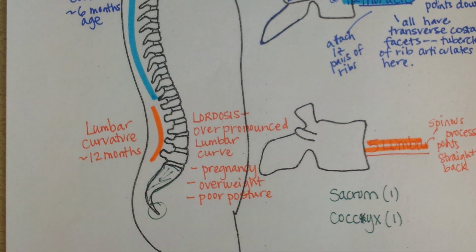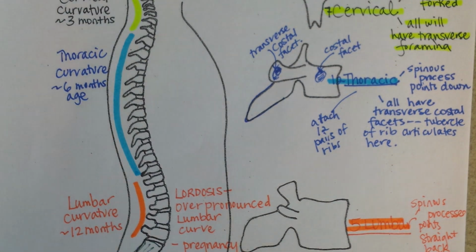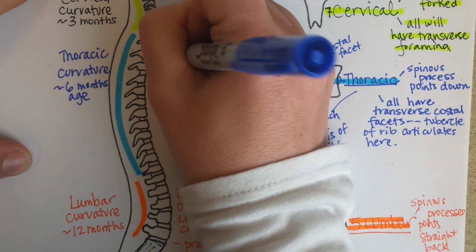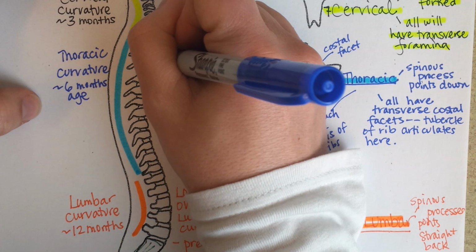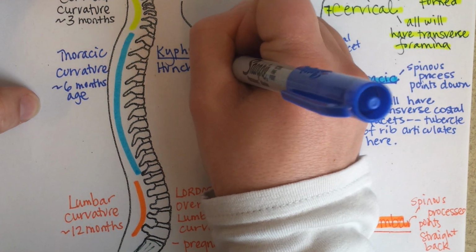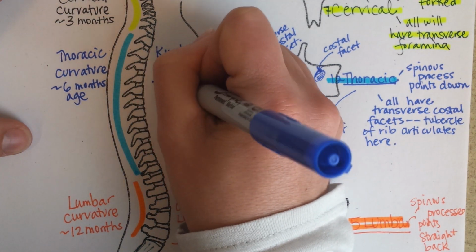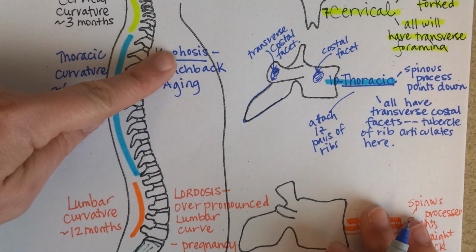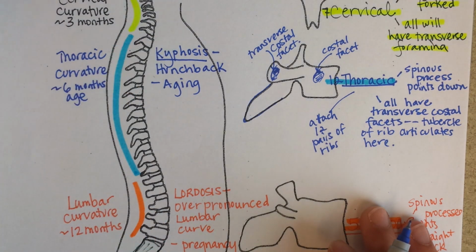Okay, then let's look up at a thoracic abnormal curvature that is called kyphosis. And that's what could be called hunchback. This is a natural part of aging. The vertebrae weaken and start to collapse downward a little bit this direction, and so this arch, this curve, can become greater and greater.